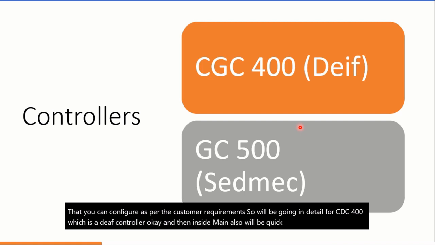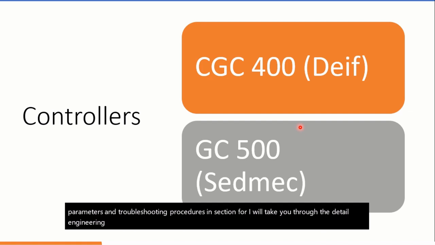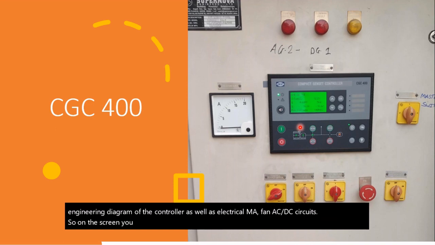In Semac also we'll go quickly through the basic parameters and troubleshooting procedures. In section 4 I will take you through the detailed engineering diagram of the controller as well as the electrical, AMF and ACDB circuits. On this screen you can see the DEIF controller which is mounted on the AMF panel box.